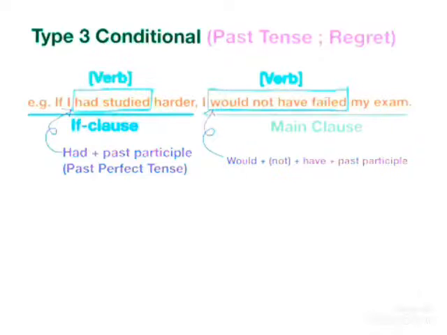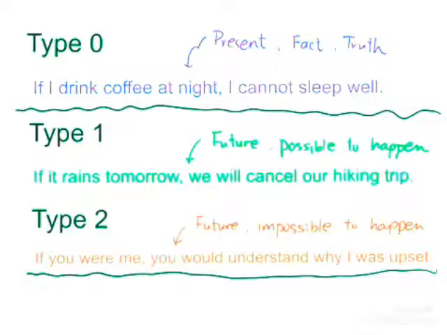Okay, and we're not going to talk about type 3 conditional sentence right now. Okay, so this is the first short introduction to conditional sentences. I hope you remember that there are 3 types of conditional sentence, namely type 0, type 1, and type 2. For type 0, it talks about fact and truth, something that happens all the time. And for type 1 and type 2, we talk about things that haven't happened yet in the future. For type 1, it's possible to happen, but for type 2, it's very unlikely to happen.